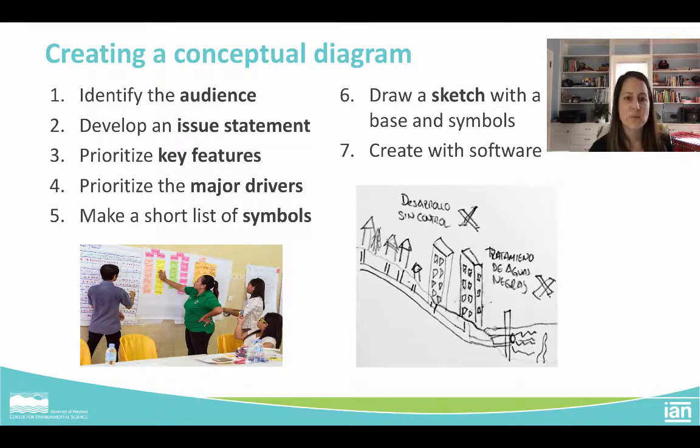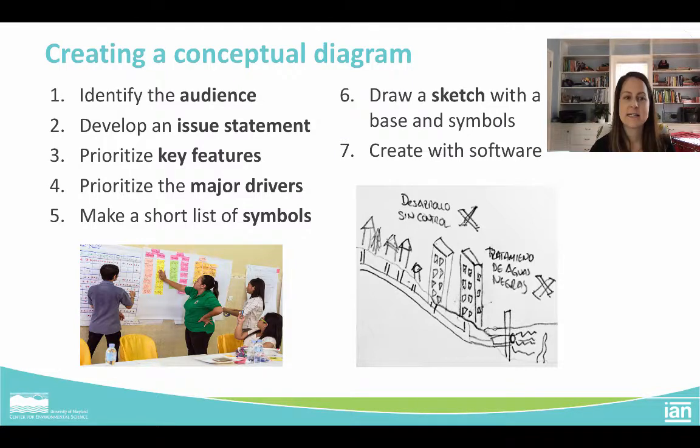And so second, you want to develop an issue statement. Think about a 1-sentence declarative statement that describes what's going on in your conceptual diagram. And I like to think about this like an elevator speech. They say you should be able to explain your research to someone in the 3 minutes that it takes to ride an elevator, and think about that as far as your conceptual diagram. What is the overarching message that you want to have in this diagram?